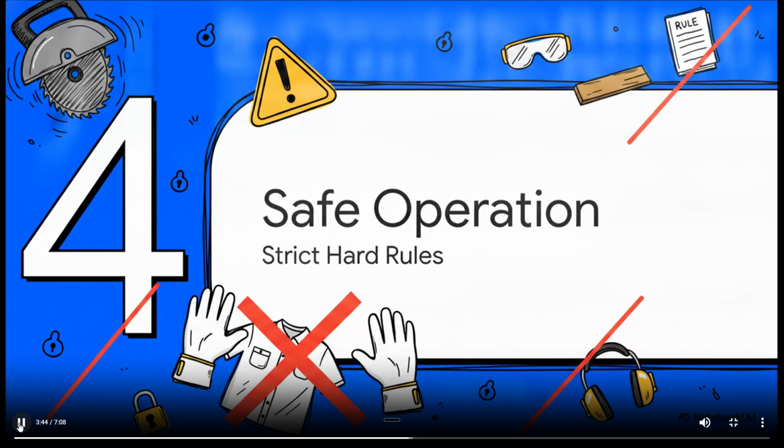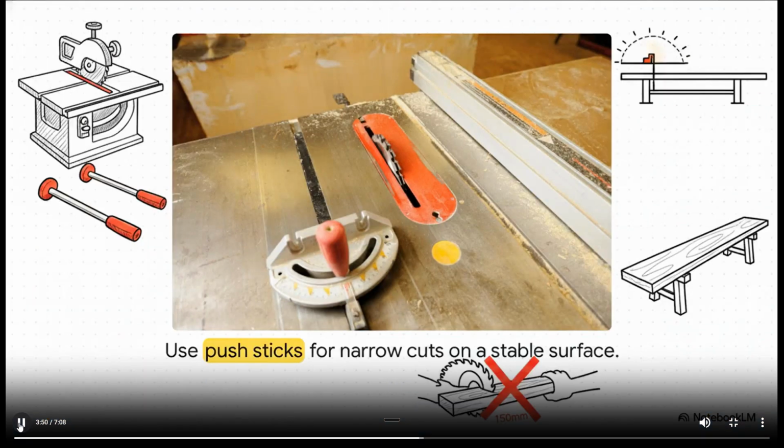All right, Section 4. Safe operation and hard rules. Let's set some strict boundaries for the cut itself. Proper setup is everything. Get that saw on a solid level surface with locked supports. Adjust the blade height so it's just slightly above the material you're cutting. Never expose more of that blade than you absolutely have to.